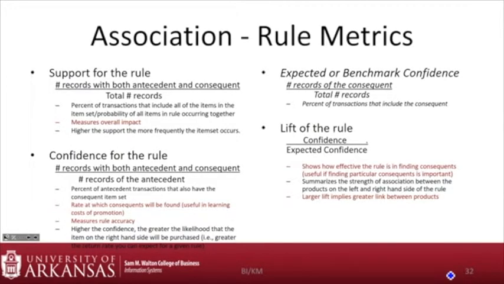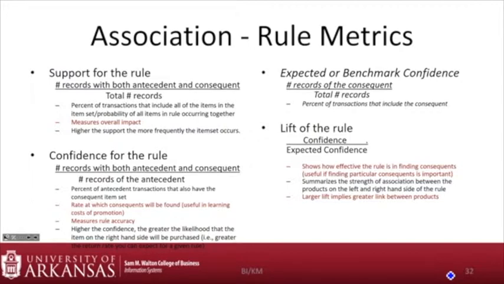Here's my big, fun, official definition slide. Basically, I'm going to tell you what they are. The support for the rule is just how often the rule happens in the data set. How many times did we actually see this rule in the data set? It's measuring the overall impact. The confidence for the rule is how accurate is the rule? How confident are we that this rule, if we used it again, would still be there? It's the rate at which the consequences are found. It's the accuracy of the rule.